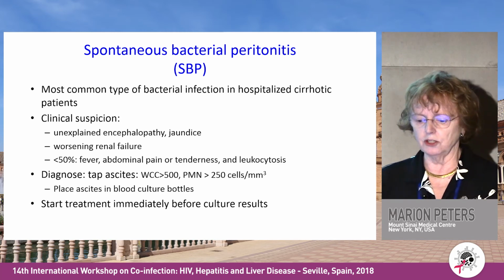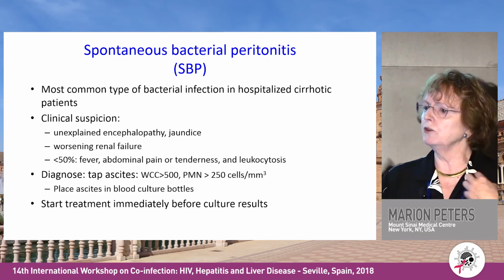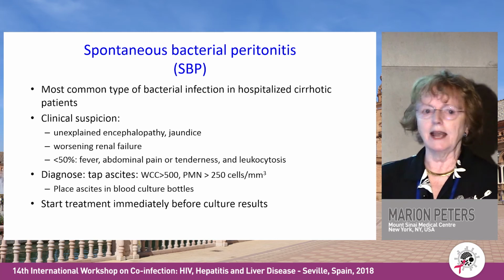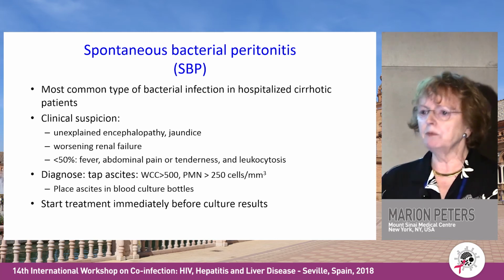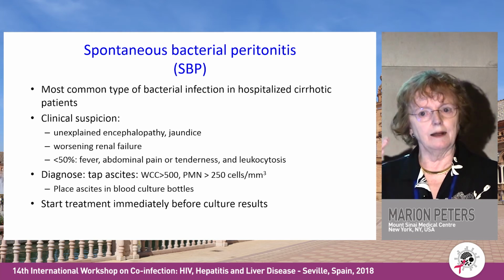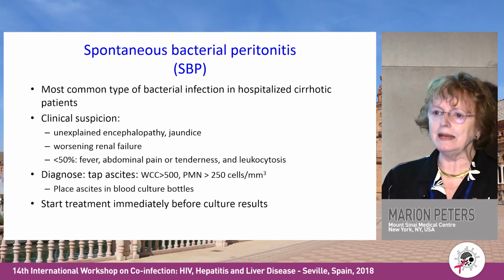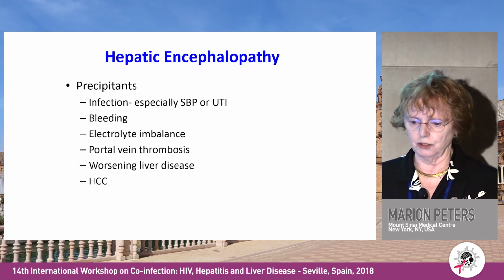And you diagnose it by a white count over 500 or a polymorphonuclear cell count over 250. Ascites has to be placed in blood culture bottles. That doubles the rate of positive cultures, and you start treatment immediately after you get the white count. Don't wait for your blood cultures.